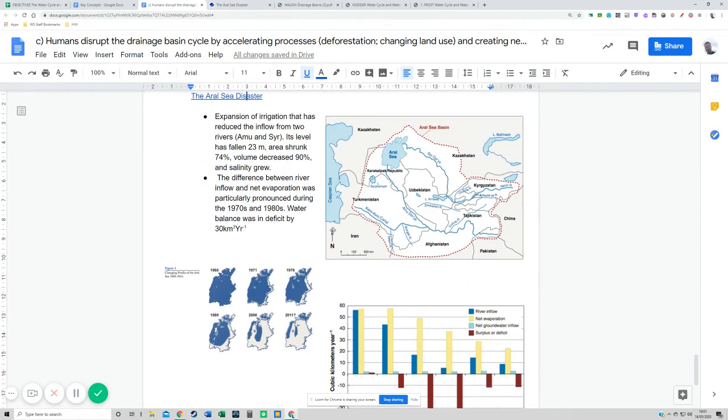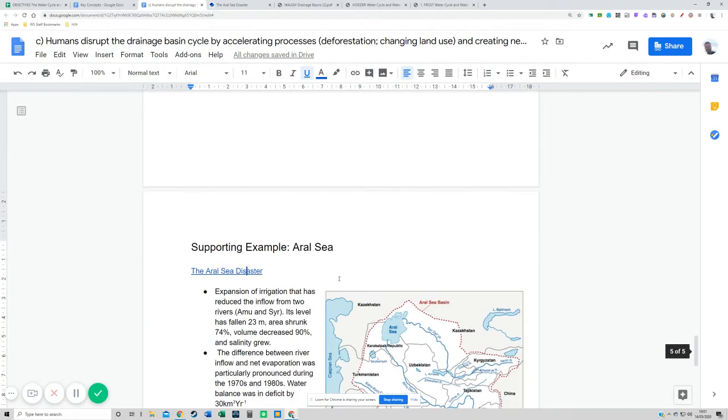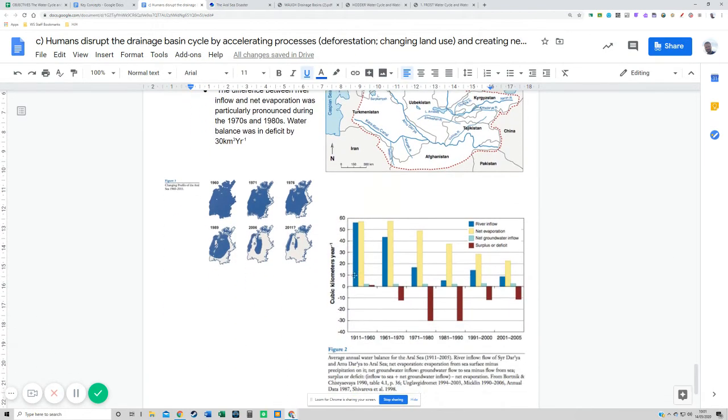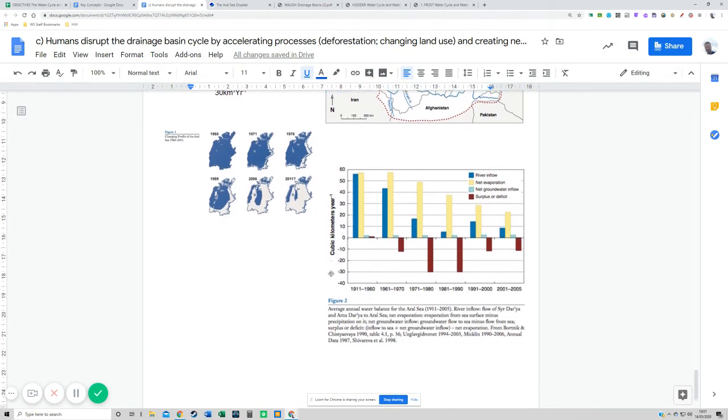And you've got two rivers. The problem is that the cotton farming in the Soviet Union, and there's also cereal farming in the area, has taken huge amounts of water out of this area and out of the rivers for irrigation. Irrigation is just the artificial watering of crops. And in doing so, they've reduced the inflow to the Aral Sea. So the rivers that flow into the Aral Sea have less water going in, which is then causing it to shrink. And this graph really sums it up.